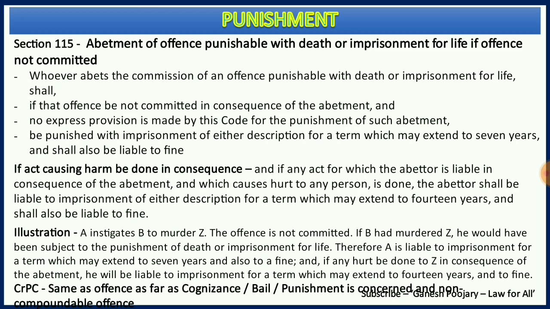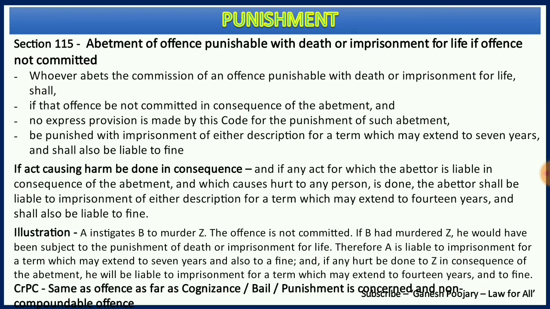along with fine. Now that is the punishment, and in the course of such an act, if any hurt is caused, in that case the punishment can go up to 14 years along with fine. If there is abetment but nothing has happened, and the punishment is up to death or imprisonment for life if such offense is committed, in that case the punishment will go up to 7 years and fine. And if any hurt is caused because of that particular abetment, in that case the punishment can go up to 14 years of imprisonment along with fine. I hope that is very clear.